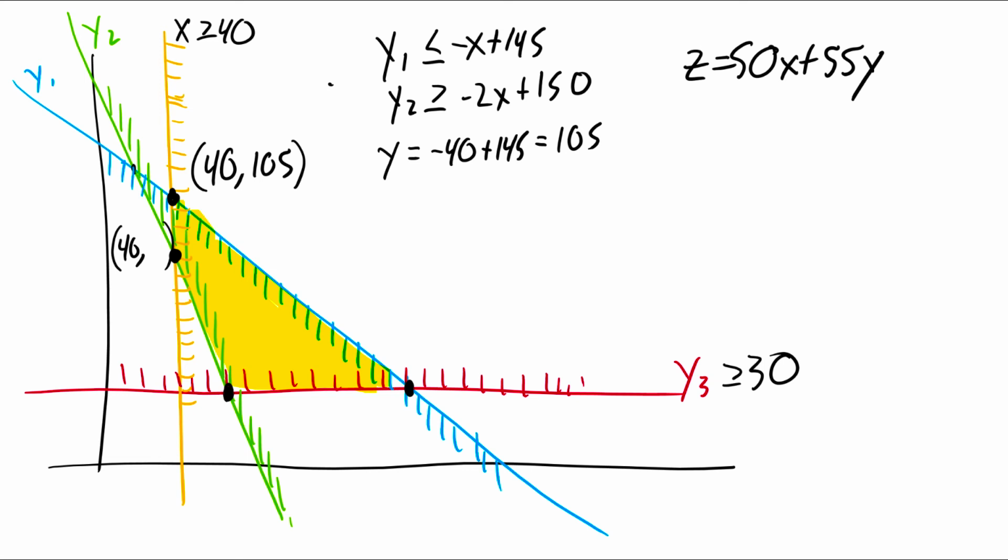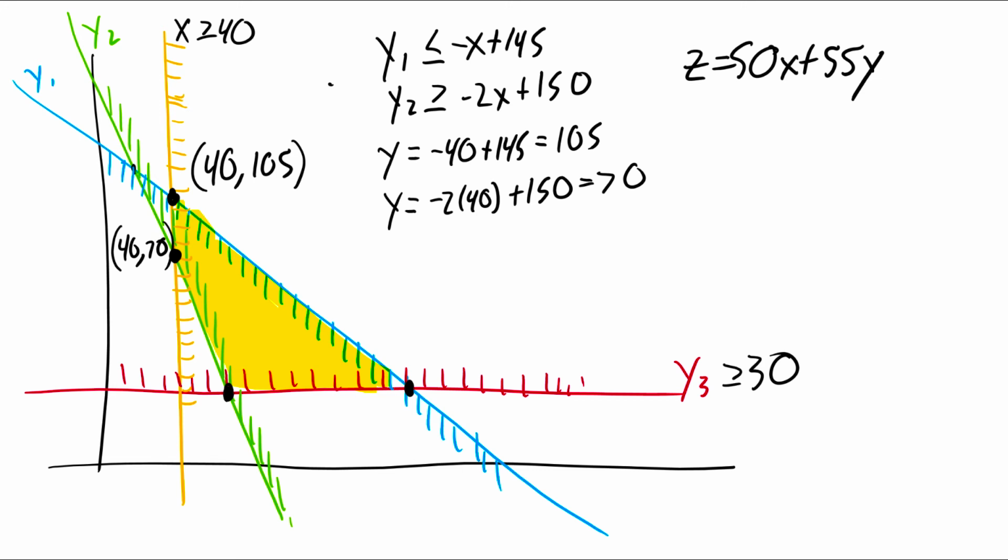And then we'll plug in 40 into y2. So that's y equals negative 2 times 40 plus 150. So negative 2 times 40, that's negative 80, plus 150, that's going to give us 70. So that one is 40, 70.